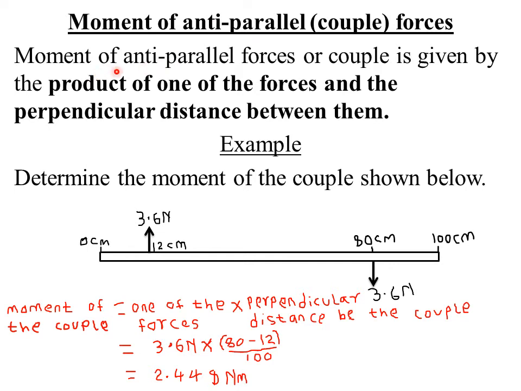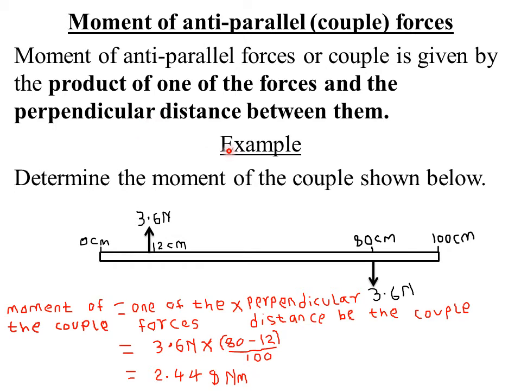So how do we find the moment of antiparallel forces in calculation? The moment of antiparallel forces, or simply the couple, is given by the product of one of the forces and the perpendicular distance between the two forces. Remember, couple forces have equal magnitudes, so there is no need of F1 D1 plus F2 D2. Because the forces are the same, you just take the product, which in mathematics means multiplication.